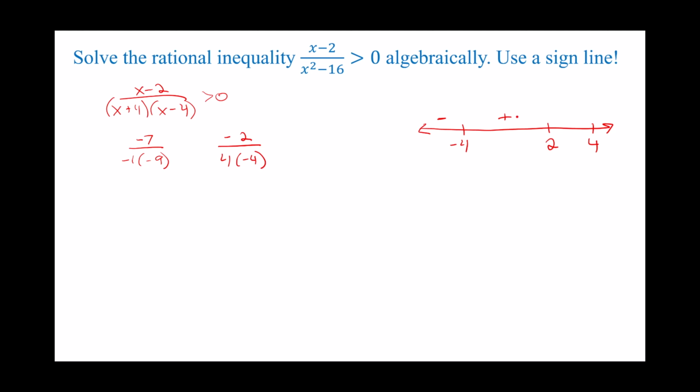Notice I don't really care what the number is. I just care if it's positive or negative. Between 2 and 4, I might try 3, and I would get 1 over 7 times negative 1, so that's negative. And bigger than 4, I might try 5, which would be positive over positive, which would give me positive. Now I want greater than 0, so negative 4 to 2 and 4 to infinity are where this graph is above the x-axis, or where the function is greater than 0.